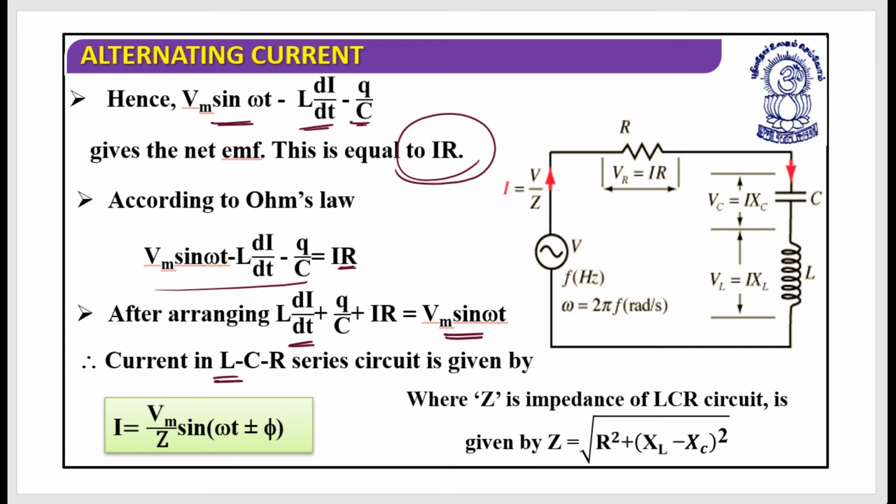And from this, the current in the LCR series circuit could be given as I equals Vm by Z sin omega t plus phi. I hope this is clear. Is it clear?